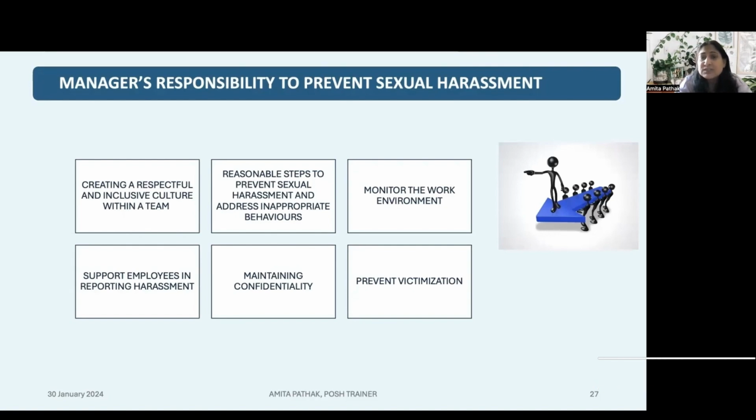The manager must monitor the work environment of the organization, and if found something wrong in behavior, must report it to the concerned. If there is a certain kind of harassment, the manager must support employees in the reporting process, how to file a complaint, to whom to complain. And most of all, because the manager has accessibility to the whole team, maintain confidentiality and prevent anyone from becoming a victim of sexual harassment. So by following these, managers can play a key role in creating a safe work culture in the organization.